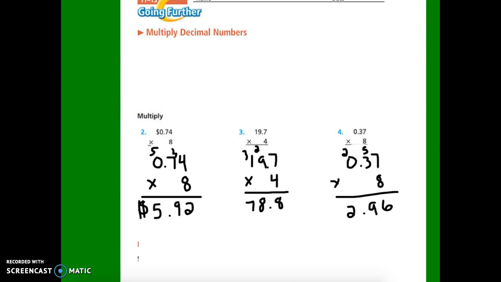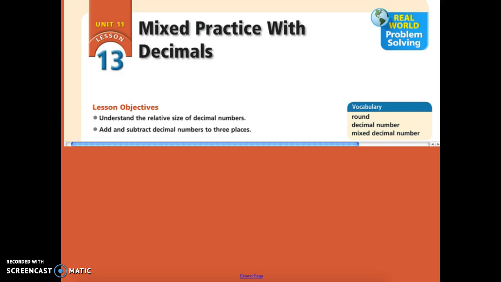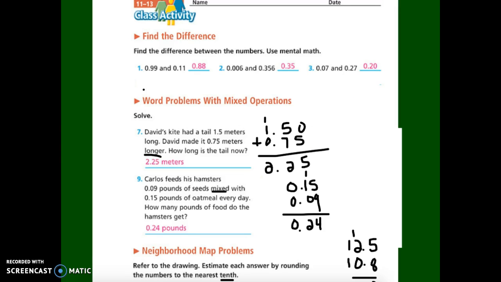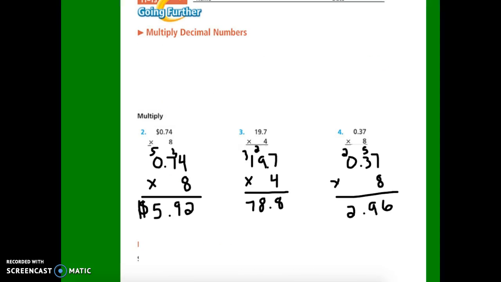Great work. Today we reviewed a lot of skills. We practiced using mental math. We practiced adding and subtracting our decimals and rounding them, and then we even got into multiplying some of our decimals. Great work.